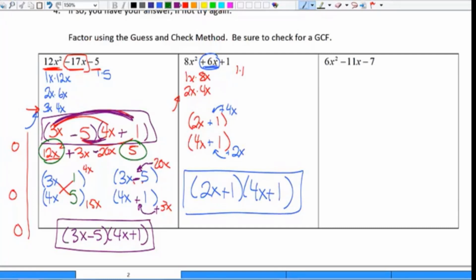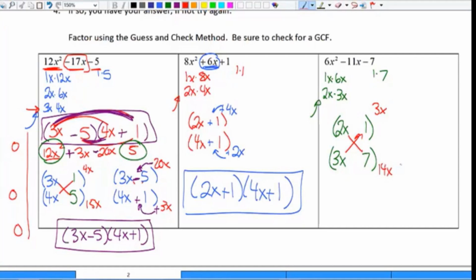Let's try that again. On the third problem, there is no GCF, so I'm going to list my factors of A, which is 1x times 6x, and 2x times 3x. My factors of 7 are 1 times 7. So I'm going to start at the bottom of my list. And last time it got me in one try without any guesses, okay? So I'm going to try 2 and 3, and I'm going to try 1 and 7. Once I have those guessed, I'm going to multiply across and get 3x, and multiply across and get 14x.